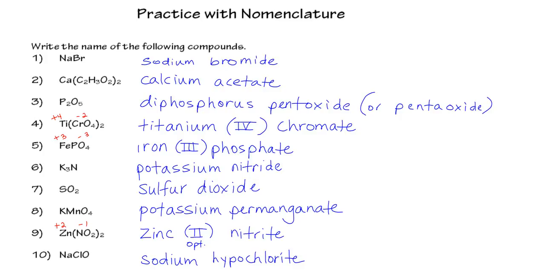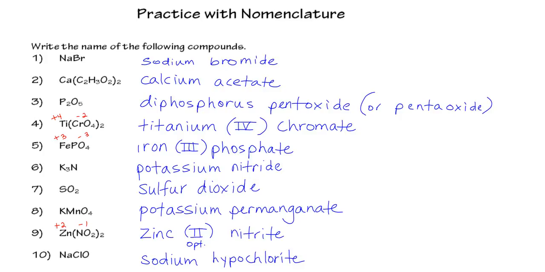Otherwise, take a minute to look through these. You'll notice something like number 7 is 2 nonmetals. Number 3 is 2 nonmetals. That's the sign of a covalent compound, and that's when I can just name this thing with the prefixes. The spelling of pentoxide is kind of optional here. You can say pentaoxide or just pentoxide.